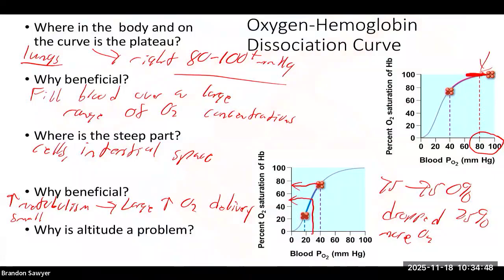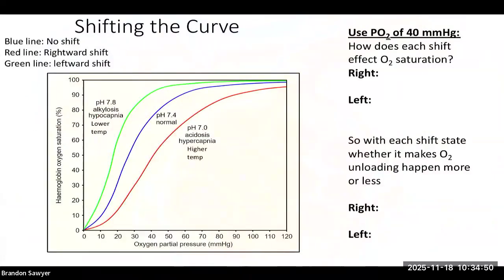Okay. All right. So then the other thing to talk about here is moving this curve, right? Shifting this curve. And so the blue line is kind of representing no shift of the curve, right? The red line is what we call rightward shift. Green line is what we call leftward shift. Okay. And there's pretty much four things that lead to a shift in the curve.